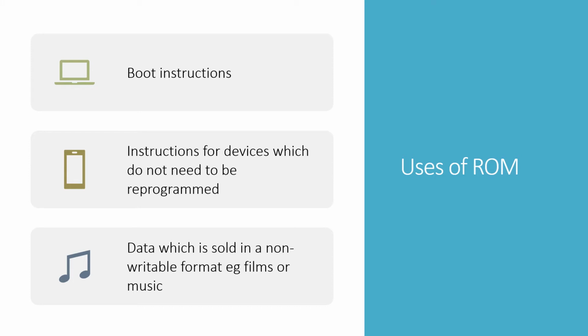ROM is used for a couple of other purposes. If a device will never be reprogrammed, it's always going to do exactly the same thing, for example a heart monitor in a hospital. You could store those instructions in ROM and then they can never be overwritten or changed, which could be really useful. And sometimes ROM is used to store data in a format that can't be overwritten, such as music. So you buy music, but you can't record new music onto it. There are erasable forms of ROM, but on the whole, ROM is used read-only. The clue is in the name.